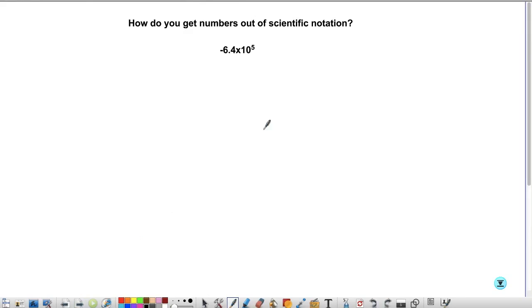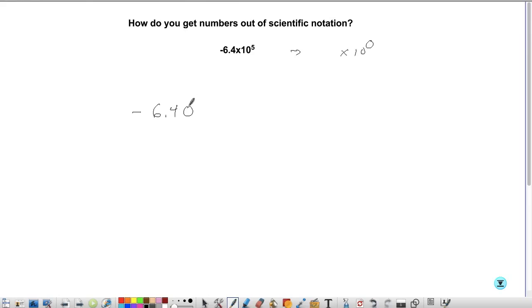Now, what about if you need to take a number out of scientific notation? What we're really trying to do is take this number, negative 6.4 times 10 to the 5, and move it to times 10 to the 0, which means the power is going to go down so that the coefficient needs to get larger in magnitude. So I'm going to move to the right. Don't forget the negative.